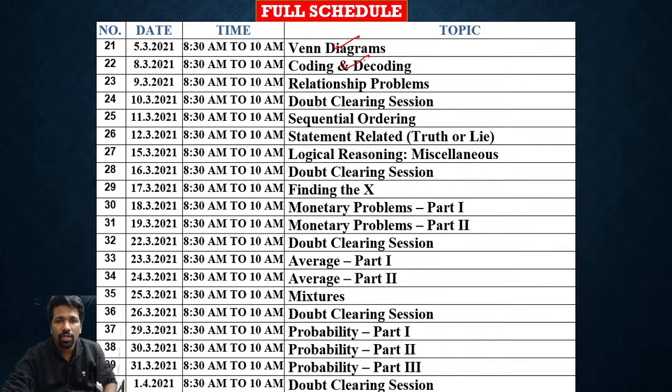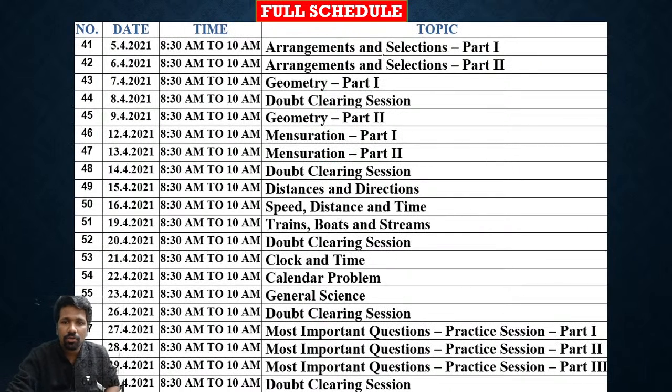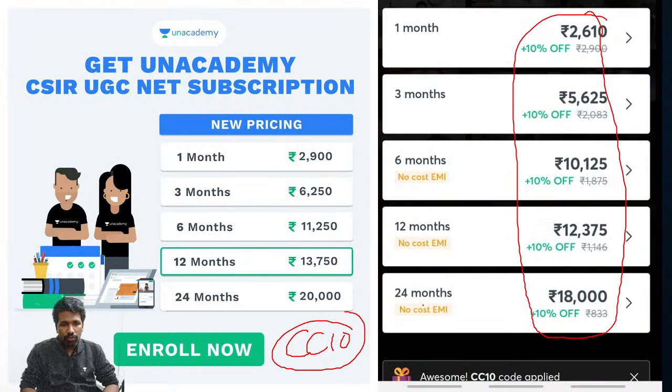Then Venn diagram, coding, decoding, relationship type problems, sequential ordering, statement related problems, truth or lie related problems, logical reasoning problems, finding the X chapter, monetary problems, average, mixtures, probability, permutation, combination or arrangement or selection, geometry, mensuration, distance and direction, speed, distance and time, boats, trains and streams, clock and time, calendar problems, and general science. And the last 5 lectures will be devoted to giving you practice from all the chapters before the exam, to give you more confidence. So this is the complete schedule of my full course.